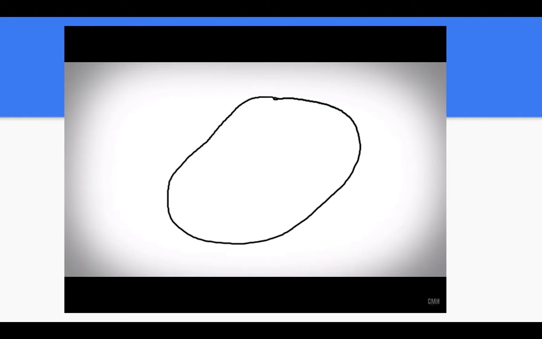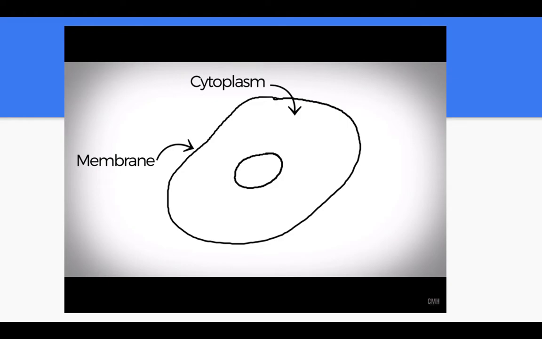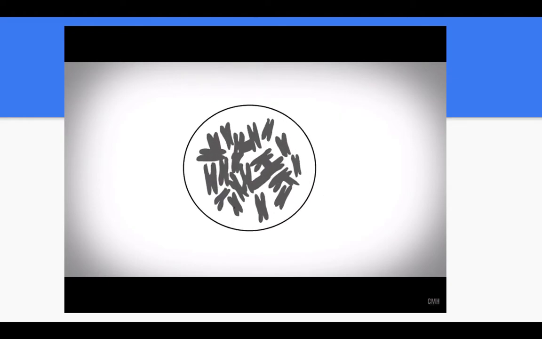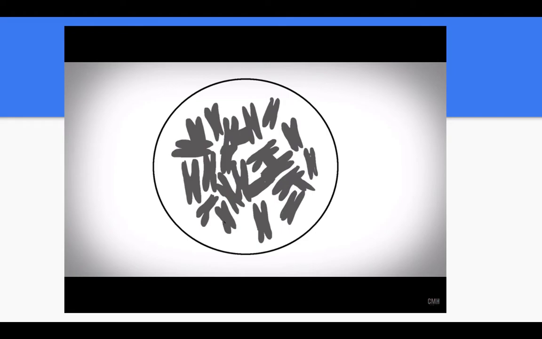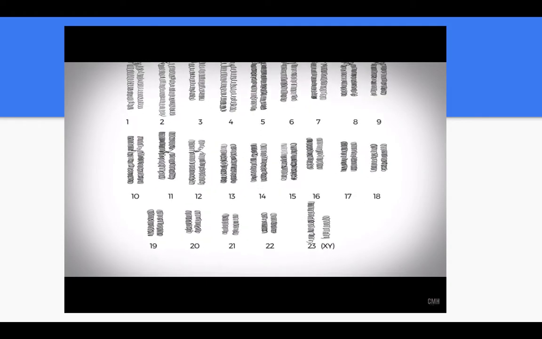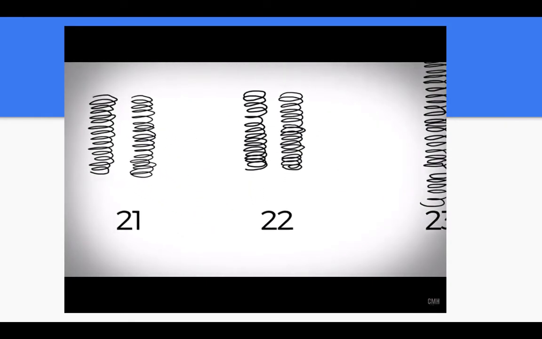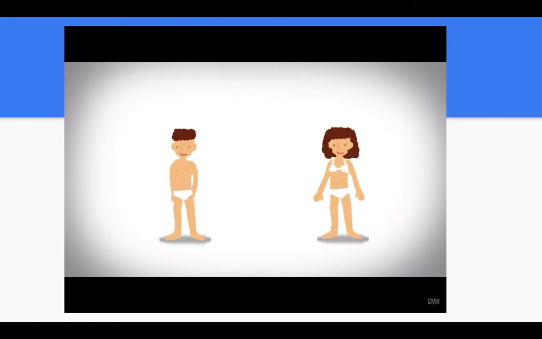The cell has an outer border called the membrane, which contains a liquid material called cytoplasm. In the cytoplasm is the nucleus, and inside the nucleus are chromosomes. In humans, each cell normally contains 23 pairs of chromosomes, for a total of 46. 22 of these pairs, called autosomes, look the same in both males and females. The 23rd pair, the sex chromosomes, differ between males and females. Females have 2 copies of the X chromosome, while males have one X and one Y chromosome. The chromosomes are really long strings of DNA, deoxyribonucleic acid.